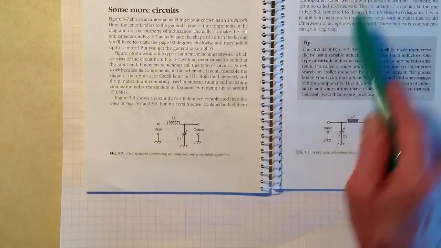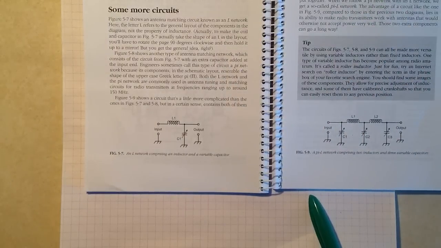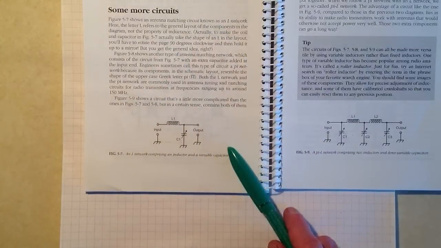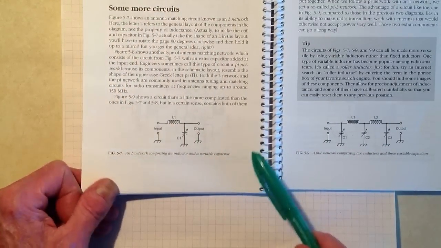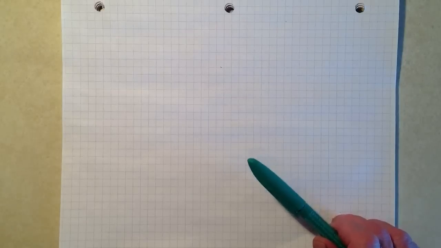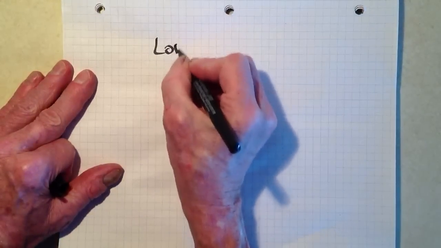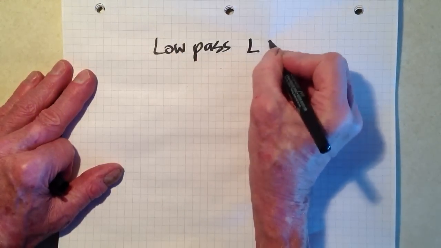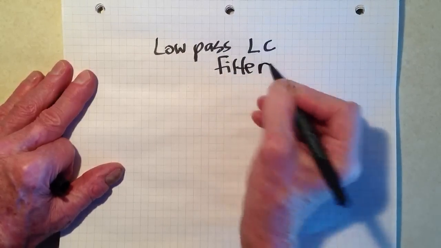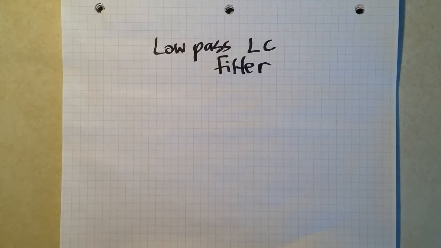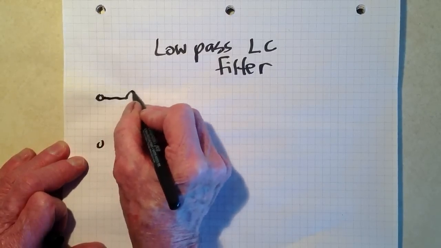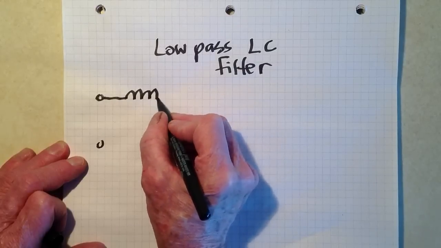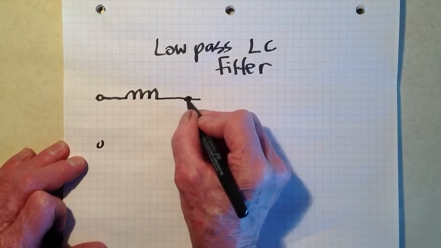What I'd like to look at now is the circuits on pages 94 and 95, which show what we would call low-pass filter circuits using inductors and capacitors. These are low-pass LC filters. The simplest version of that kind of circuit uses a series connected inductor and a capacitor in parallel, like this.